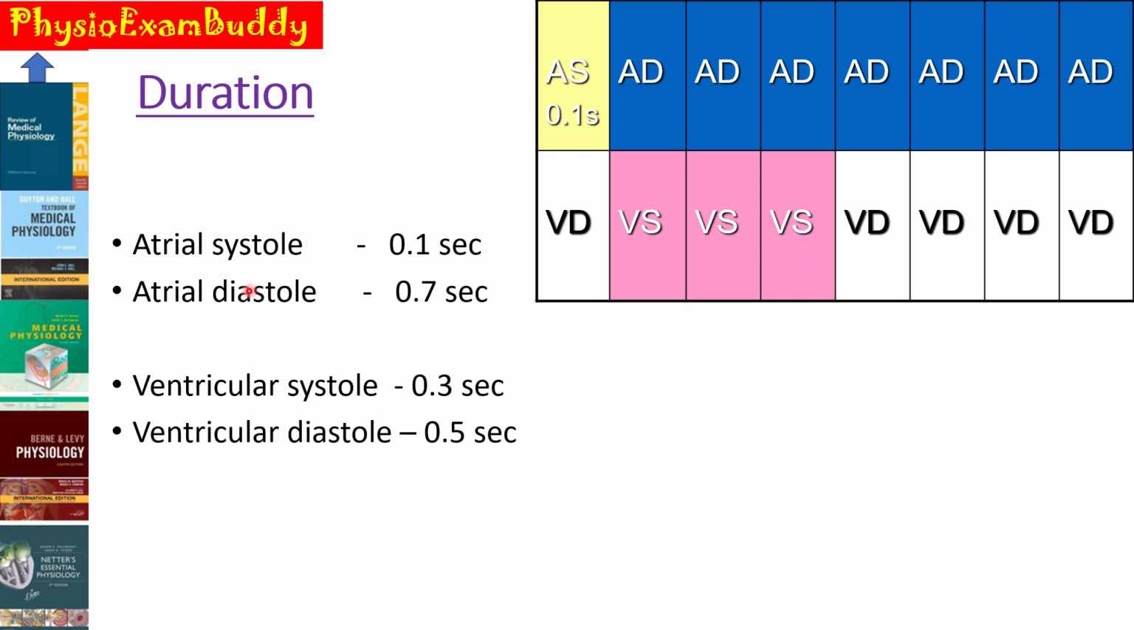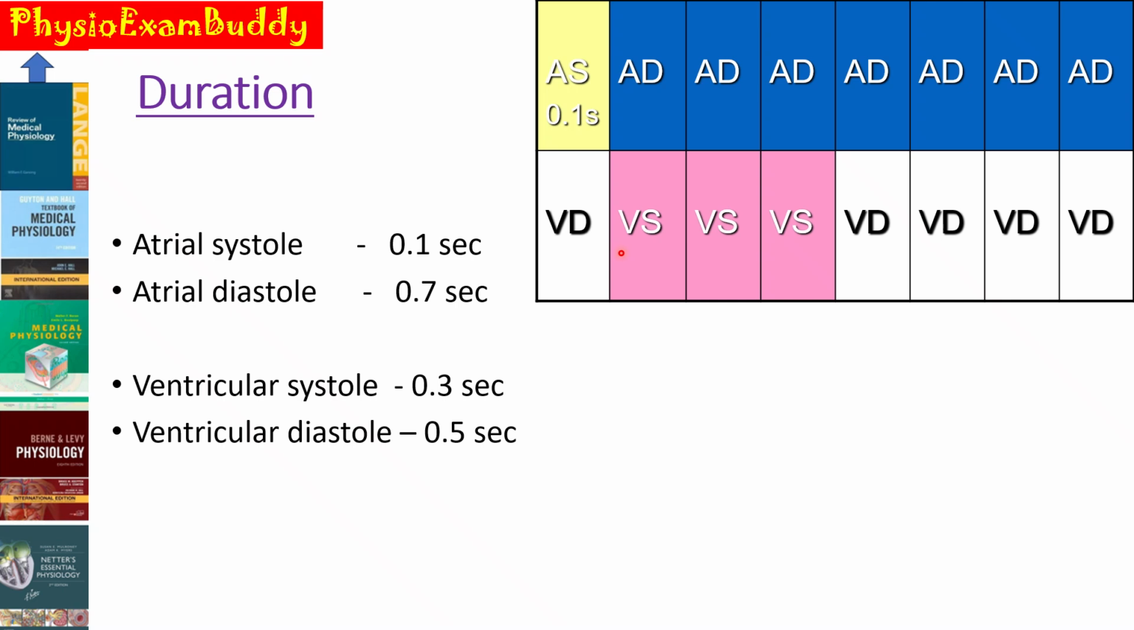The cardiac cycle includes atrial systole as well as atrial diastole, and ventricular systole and ventricular diastole. We have seen that the duration of the cardiac cycle is 0.8 second. Here each square represents 0.1 second. This topmost portion is the atrial component, that is the atrial systole as well as the atrial diastole. This is the location of the atrial systole, and the rest is the atrial diastole, which constitutes around 0.7 seconds.